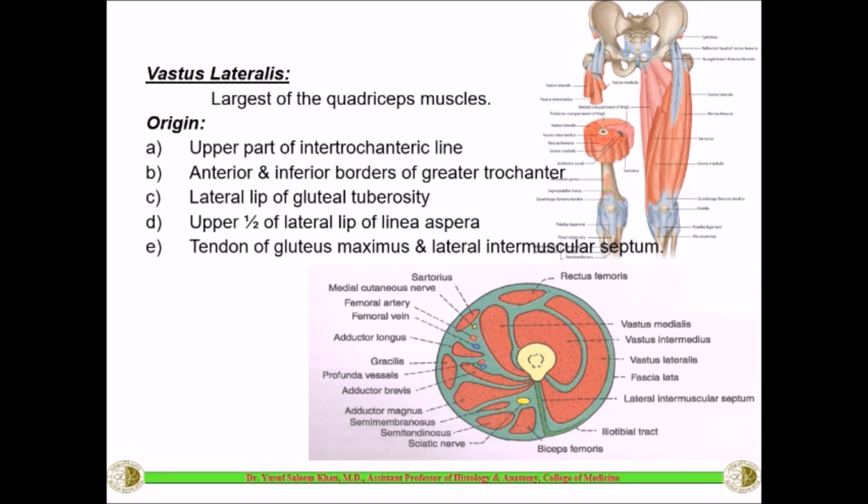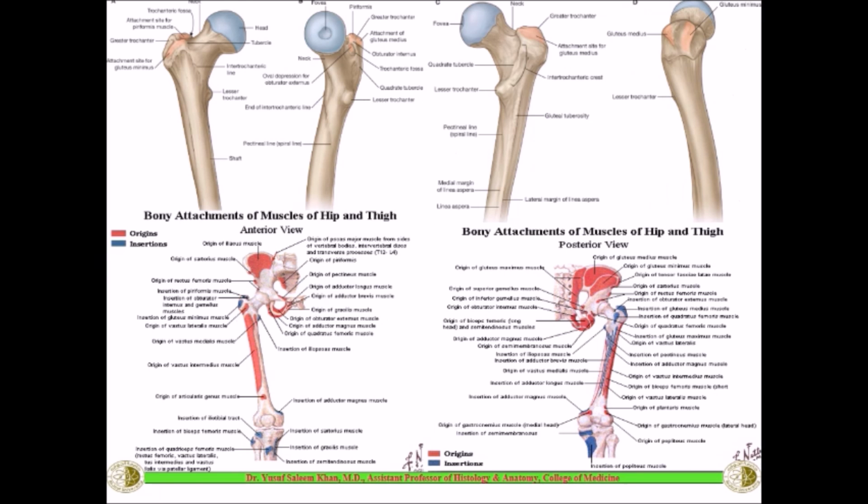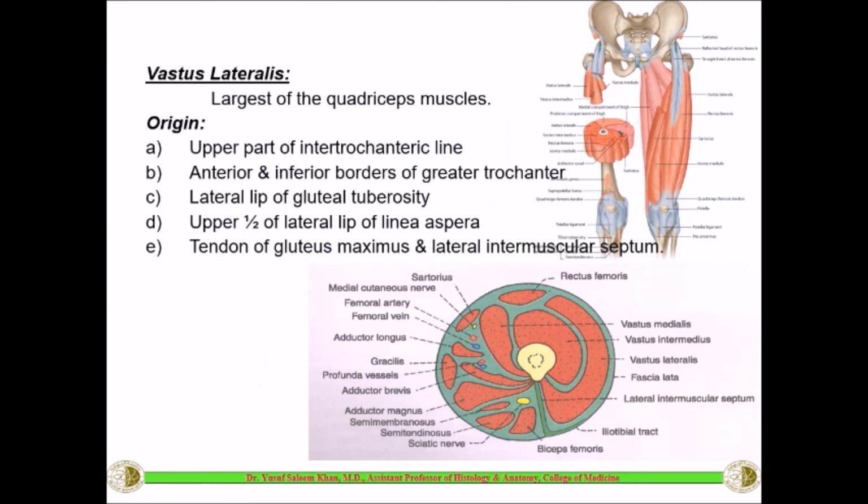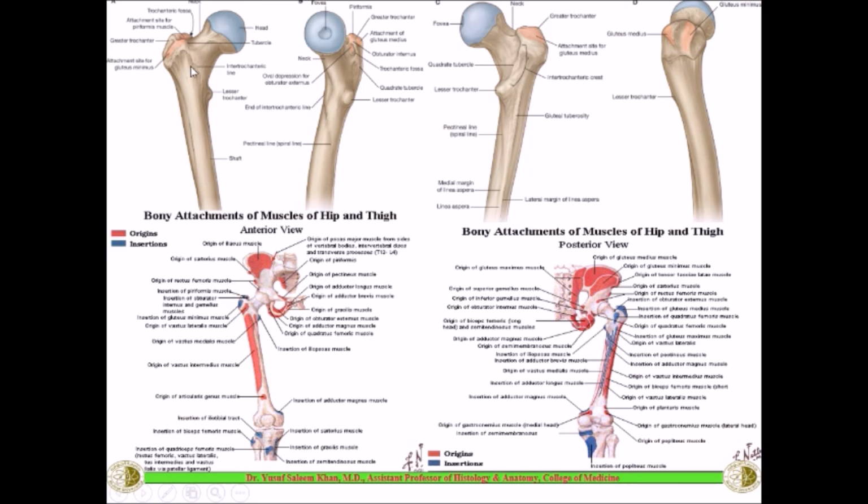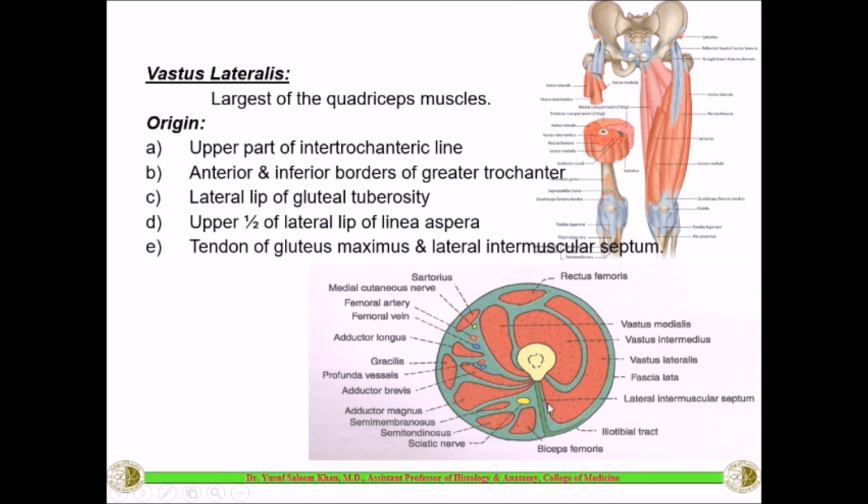So this is a very big origin. It takes origin from the upper part of the intertrochanteric line, then the anterior and inferior border of the greater trochanter here. Then it also takes origin from the gluteal tuberosity here, and it also extends below on the lateral lip of the linea aspera, as well as a small origin from the tendon of the gluteus maximus as well as the intermuscular septum. This is the lateral intermuscular septum. So this has a very big origin. This is the vastus lateralis.